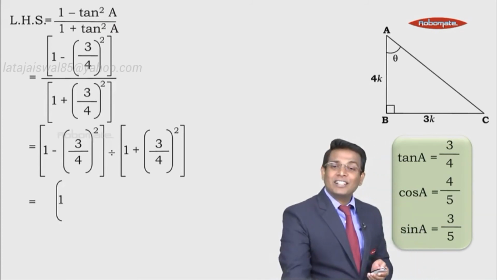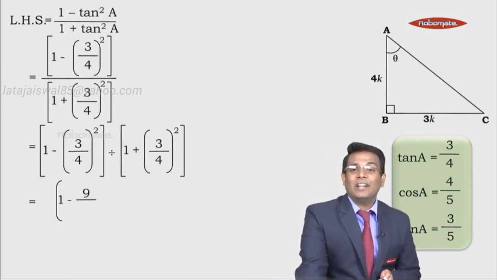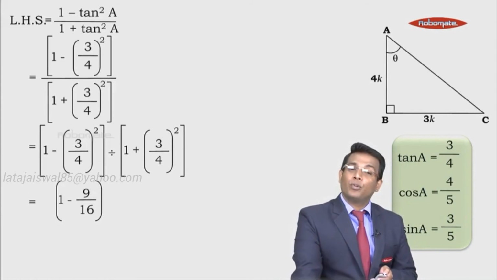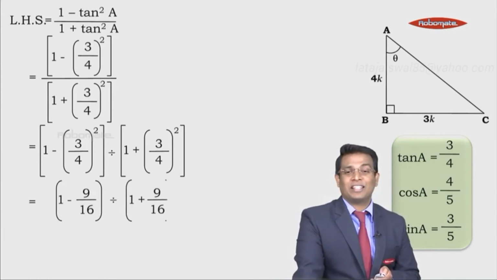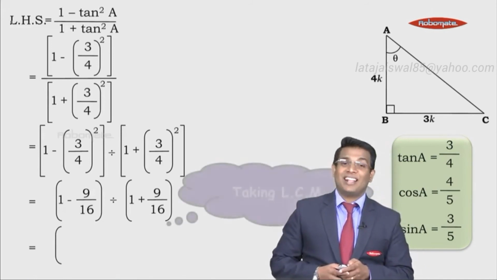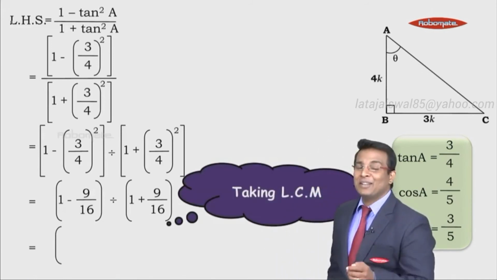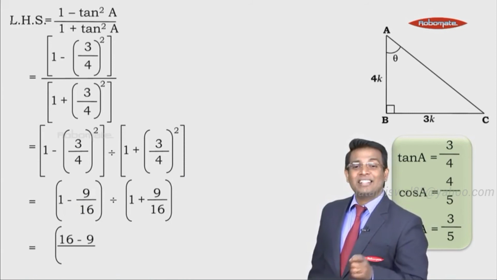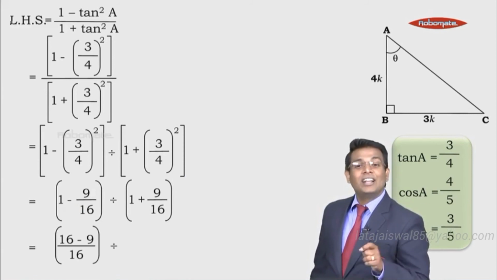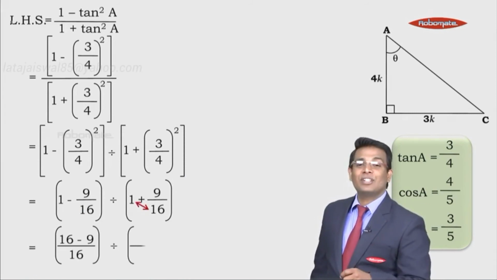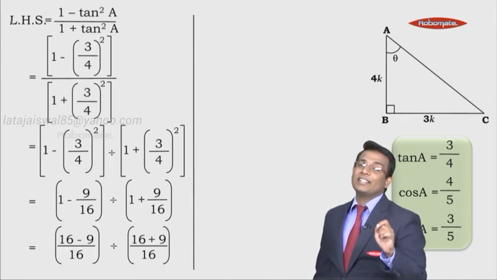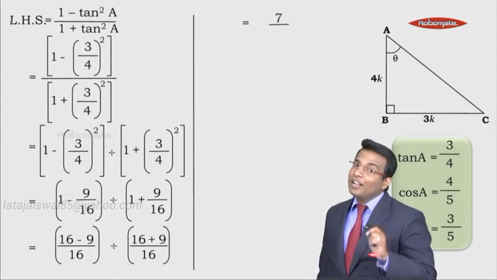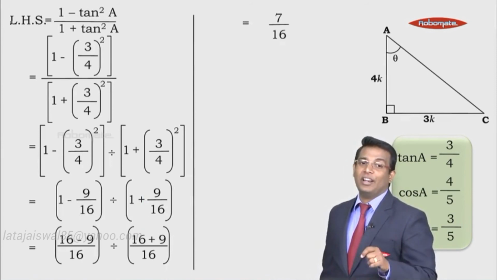If you look here, it is nothing but 1 minus 3 by 4 the whole square, so it will be 9 by 16. Same way in the next bracket also will have the same thing. But now we need to take the LCM. So taking LCM, we'll get it as 16 minus 9 upon 16, right? Divided by, again here we'll have 16 plus 9 upon 16. Now solve it further. 16 minus 9 is how much? We get it as 7 upon 16, right?